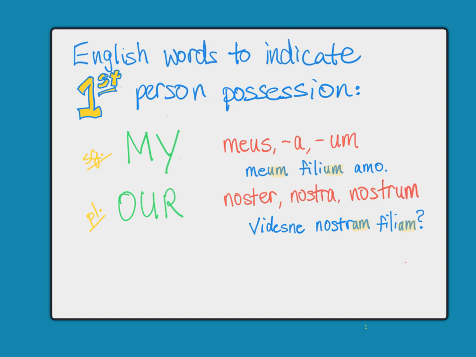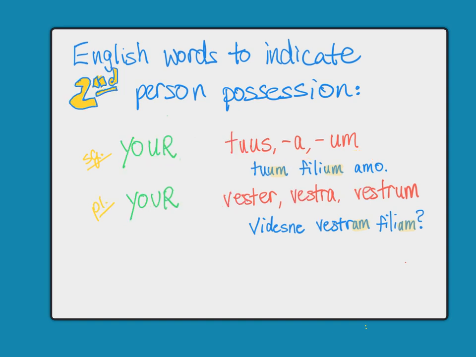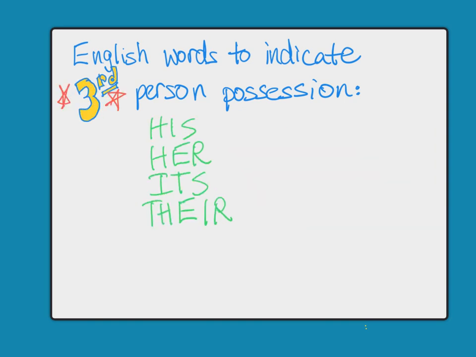Again, for my and our, whether the possessive is reflexive or not makes no difference in the form. Here it is reflexive. I love my own daughter. And here it is not. Do you see our daughter? But it makes no difference. The form is the same. And that's true also for the second person. But for the third person, whether or not the possession is reflexive makes a difference not just in vocabulary word, but also form of speech.